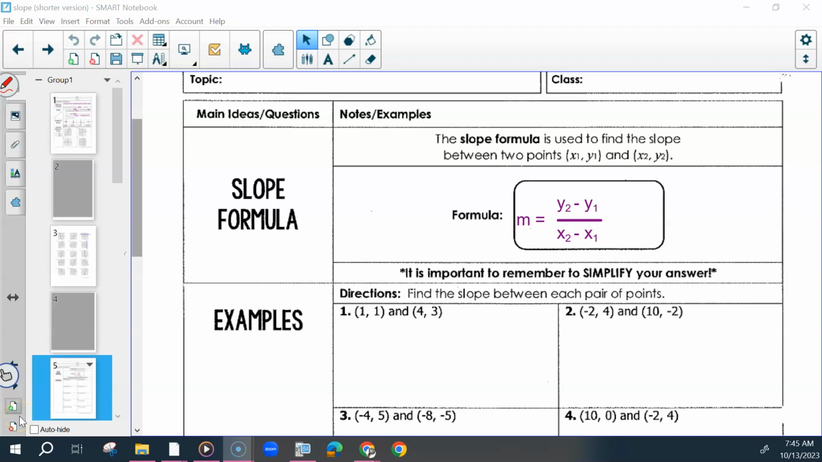as the slope formula, how we find slope. We're going to be using it a lot. So we're going to go through some examples using this formula. This will be something you will need to remember if you don't already.